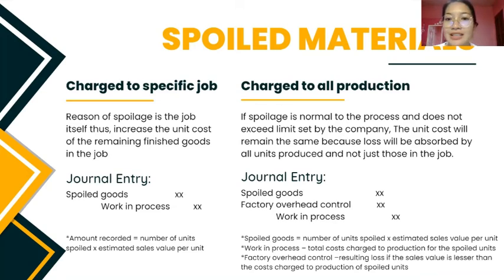Okay. And charged to all production if ang spoilage is normal. So dili siya malikayan sa company. So the unit cost will remain the same because loss will be absorbed by all units produced and not those in the job. So ang journal entry ani is debit spoiled goods, and then factory overhead control, and then credit work in process. So let's try to answer a sample problem.